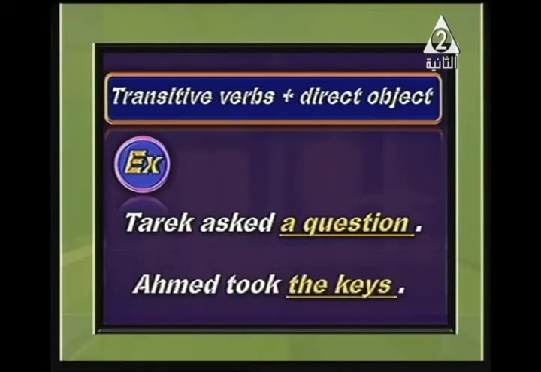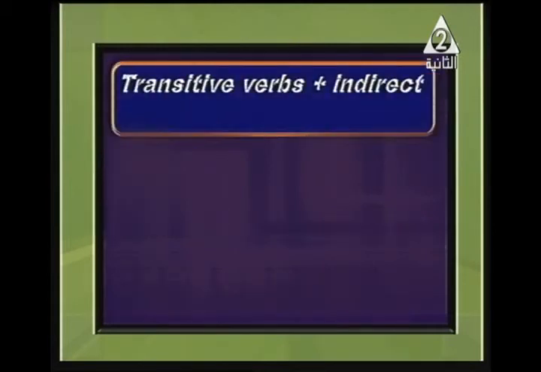The second one, Ahmed took the keys. Here I also need to know: took what? If I stop the sentence at "Ahmed took," can I complete my sentence? No, sure. You'll ask me, Ahmed took what? I say yes, Ahmed took the keys. Okay, or Ahmed took whatever he took. So this is direct, and this is a transitive verb.